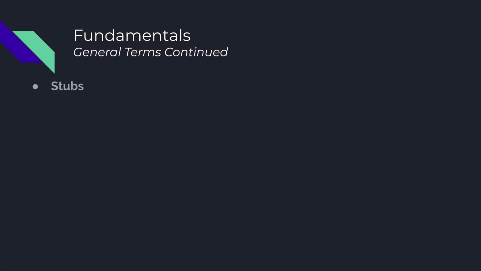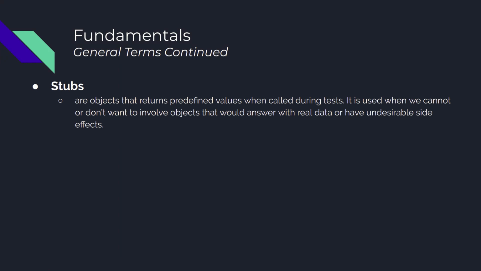Now, general terms, we have stubs. Stubs are objects that return predefined values when called during a test. They are used when we cannot or do not want to involve objects that would answer with real data or have undesirable side effects. So the idea here is that if we had some function that returns to you some data from a database, well, it might take some time to do that. Or if we're running a million servers and each one of them is also trying to access the database, we can end up DDoSing the database. Basically, we know what we want. We just want a particular structured set of data, and we'll let the rest handle the rest.